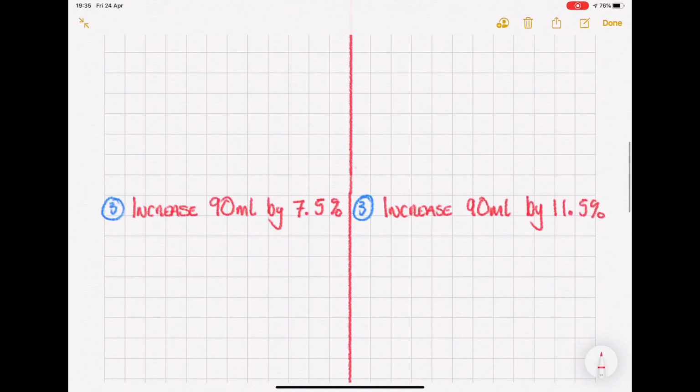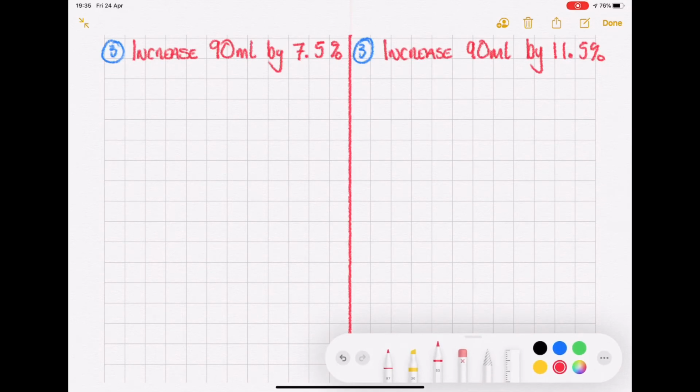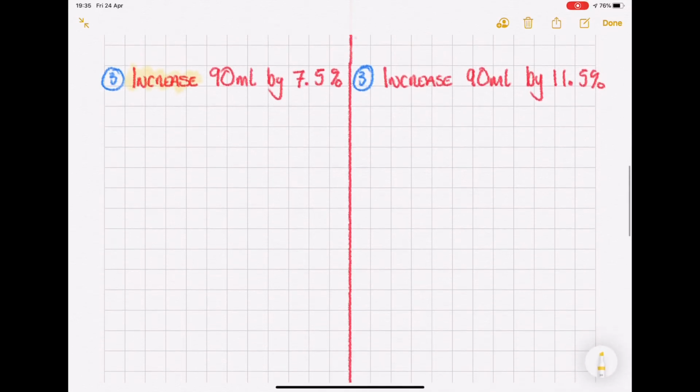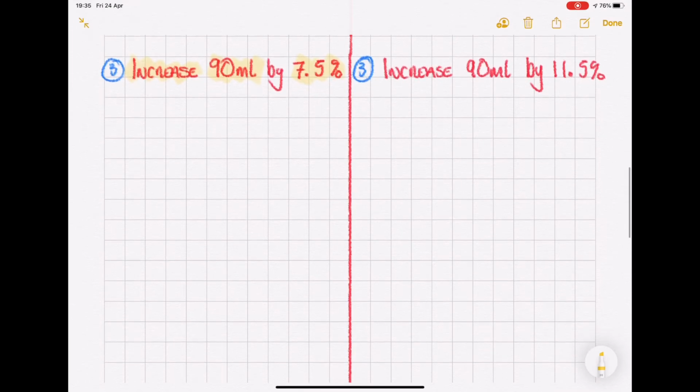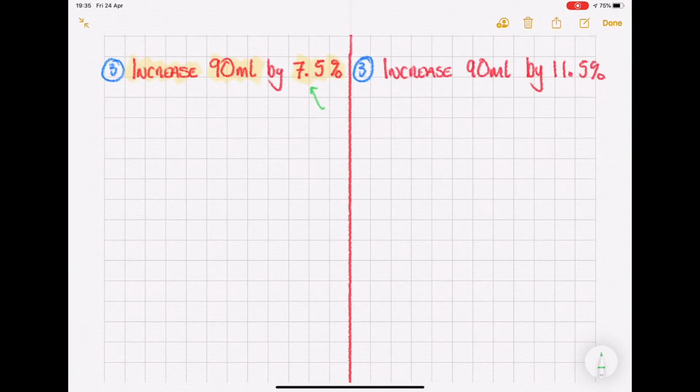Okay, let's look at our third and final example set here. So, increase 90 millilitres by 7.5%. Well, we know how to increase. The only tricky thing here is that our percentage has a decimal in it. But that shouldn't be a problem. Let's just attack this how we've attacked all the others.